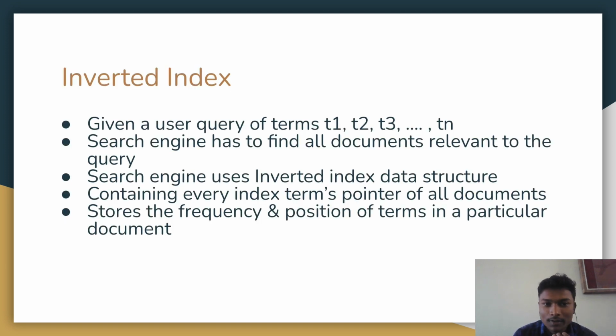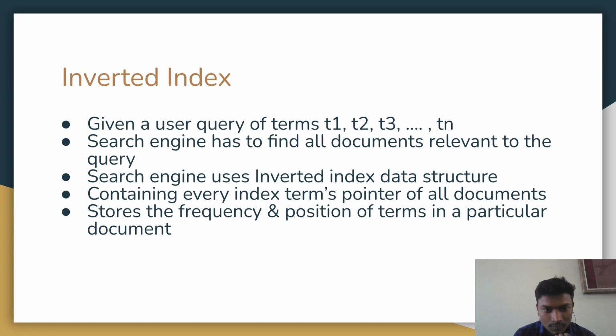What is an inverted index? An inverted index is a data structure used in web search engines to retrieve relevant documents in a quick and efficient way. Let's say we have a user query which contains index terms t1, t2, t3 till tn, and the goal of the search engine is to retrieve the relevant documents that contain the same index terms and whose document score is very high, to rank the web page at the top.